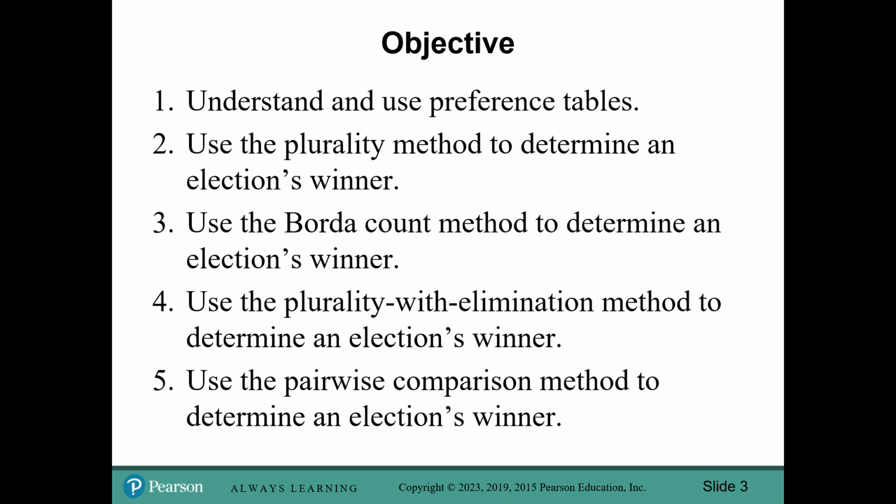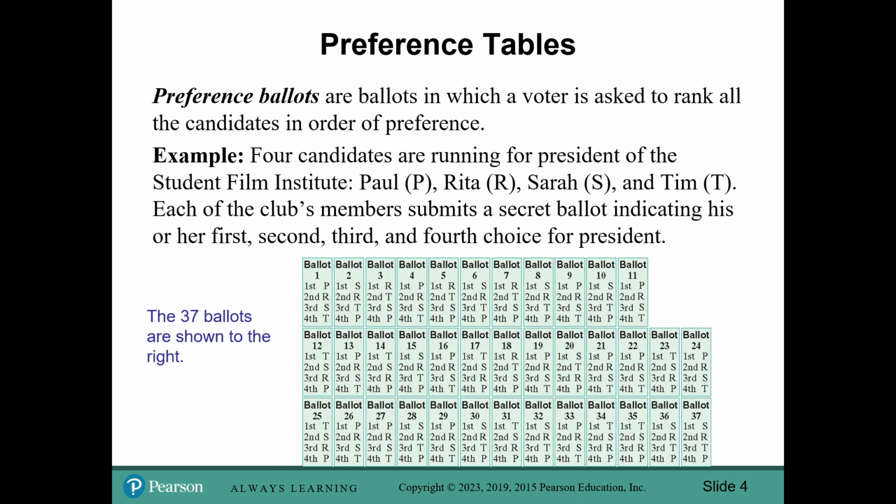Our objectives today are to understand and use preference tables, use the plurality method to determine the election's winner, use the Borda count method to determine an election's winner, use the plurality with elimination method to determine an election's winner, and also use the pairwise comparison method to determine an election's winner. So we'll use several different methods to determine an election's winner. It might not be as straightforward as you initially think to determine the winner of an election.